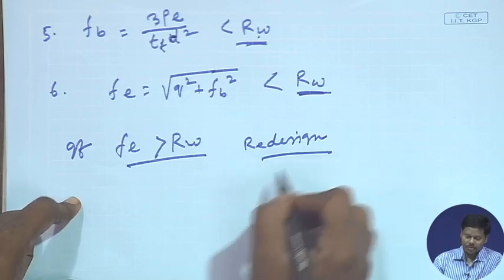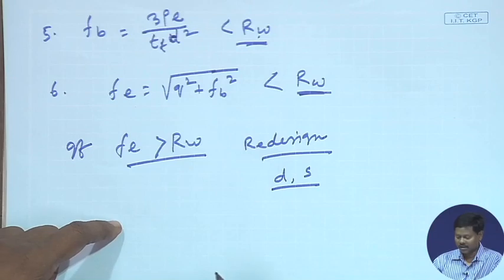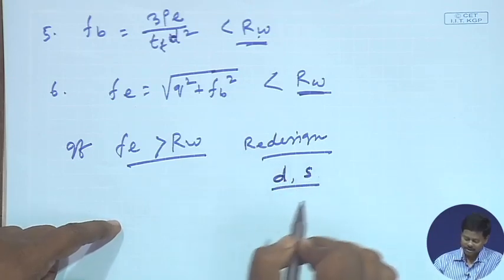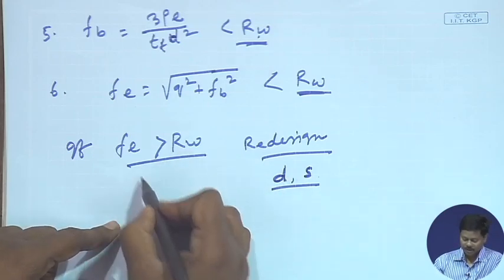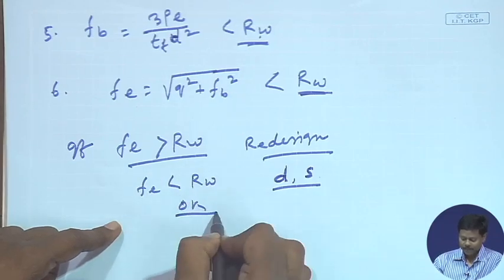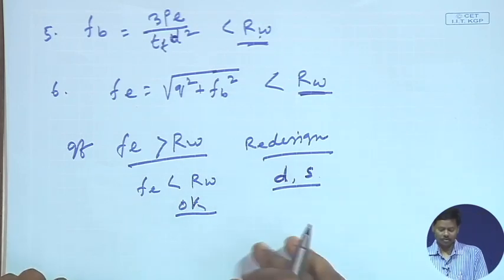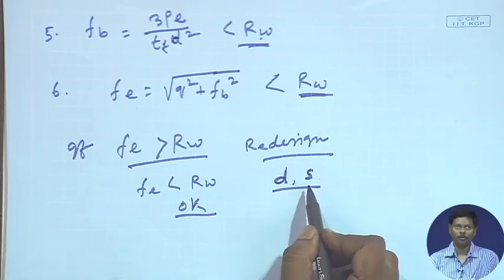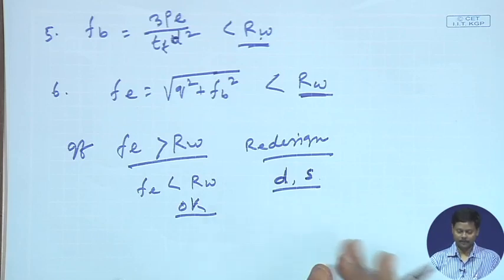Redesign means what we will do? We will increase the depth or size, either of these. Depth of the weld can be increased or size of the weld can be increased to ensure the safety of the joint. That means, when Fe will be less than Rw, then it is okay, right. So, unless it is satisfying this criteria, we have to go on increasing the depth of weld or size of weld or both to make sure that design is okay, right.